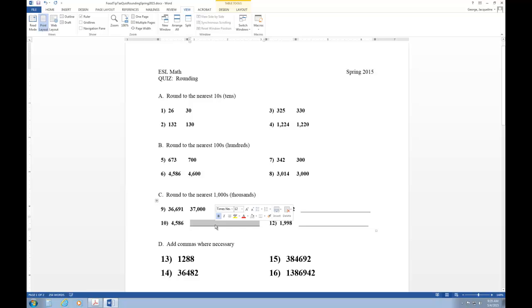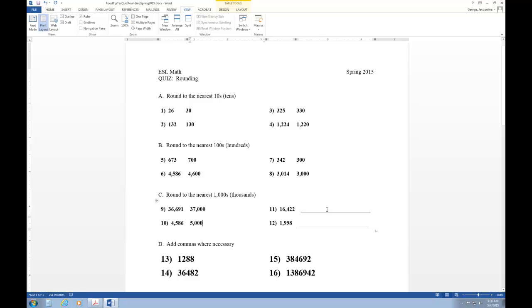Number 10, 4,586. Again, we're rounding to the thousands, so I don't care about the ones column, I don't care about the tens column, I only care about the hundreds and the thousands column. So I'm looking at the hundreds column, there's a 5, which means I'm going to add 1 to the thousands column, which makes this one 5,000.